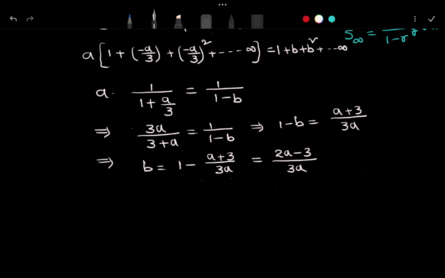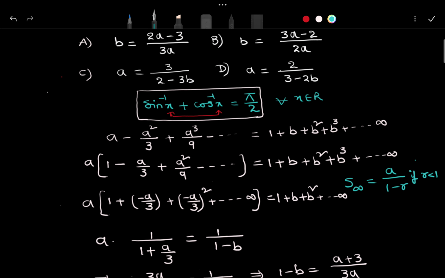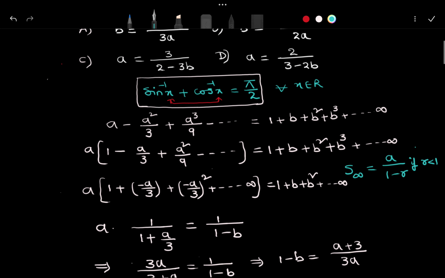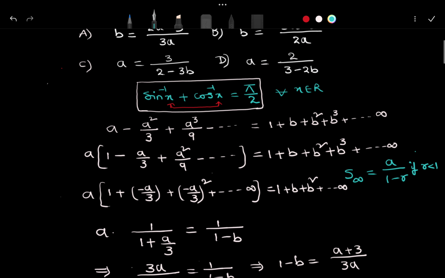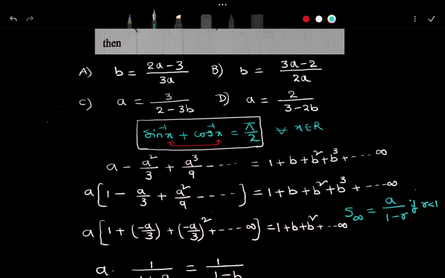So now you see, all of you, b is equal to 2a minus 3 divided by 3a. This is nothing but the b value in terms of a. What is that in the given options? That will be 2a minus 3 divided by 3a. So what is the right answer? The right answer will be A.